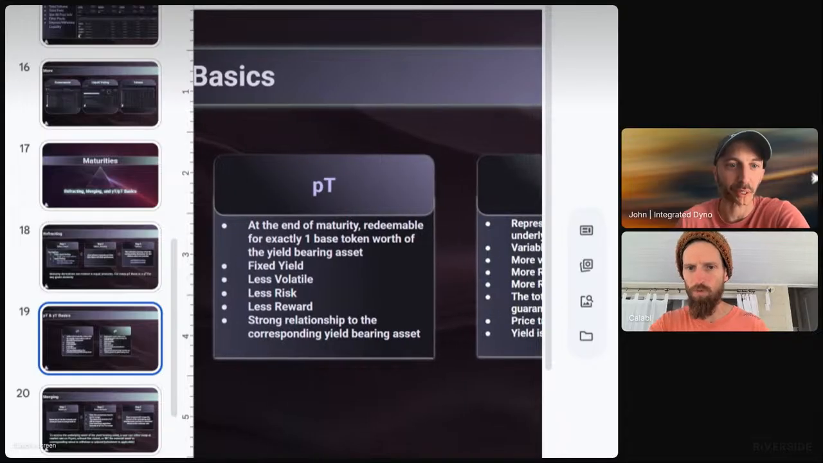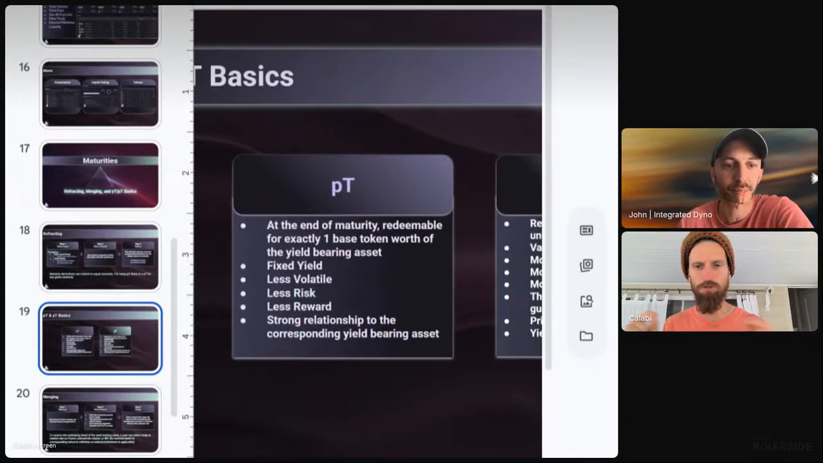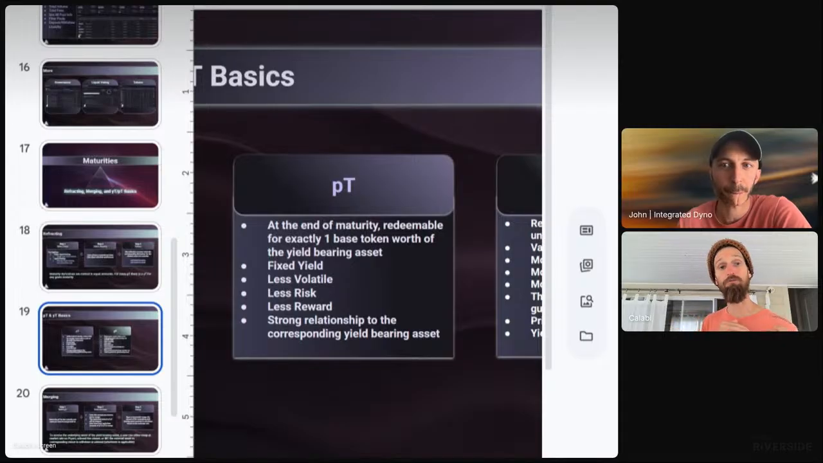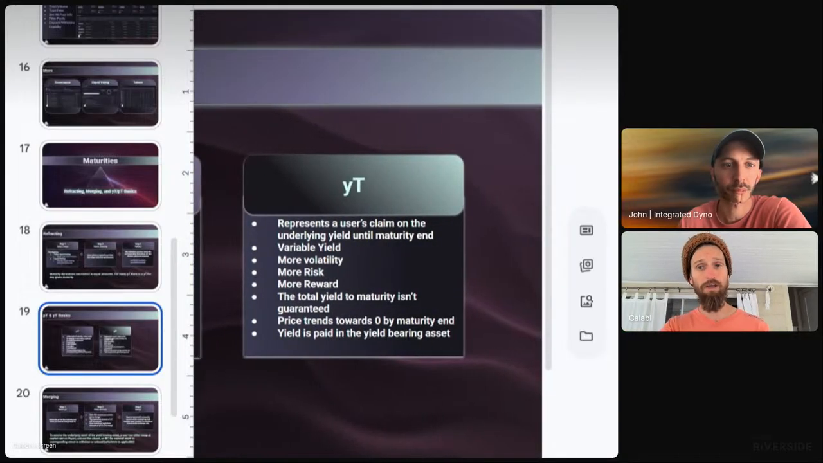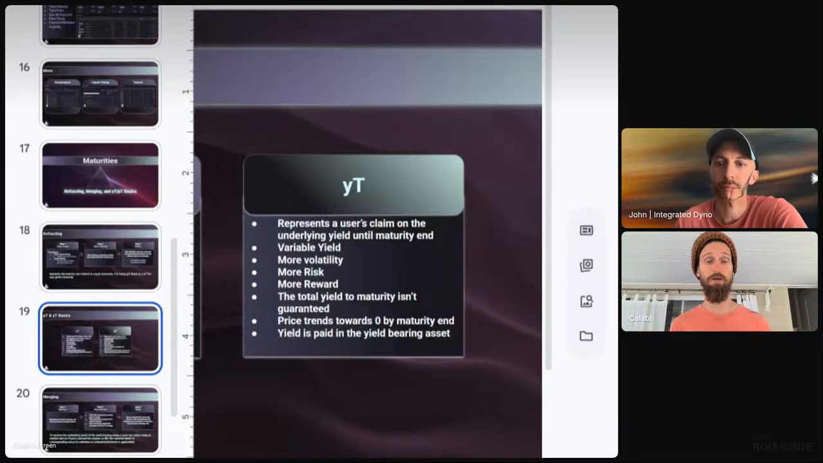So that's nice, a little bit about white PTs. There's also a strong relationship between the underlying liquid staking token or C asset to P. And then with Ys, like I said, it represents your claim on the yield of the underlying asset. So you can stake it and you can claim those rewards on a daily basis or whatever cadence you'd like. And at the end of maturity, those Y tokens for any maturity or any asset trend towards zero, as there is no more yield to be claimed.